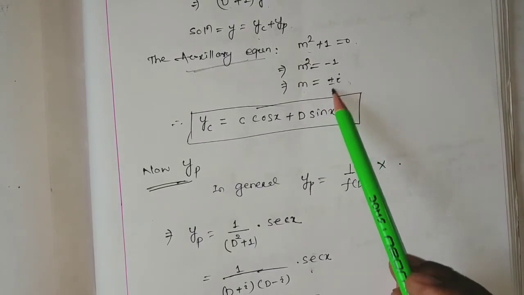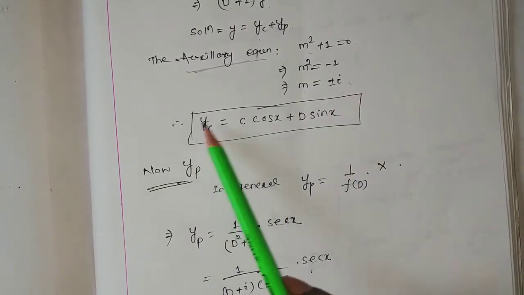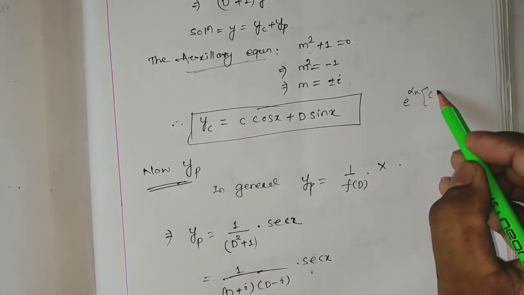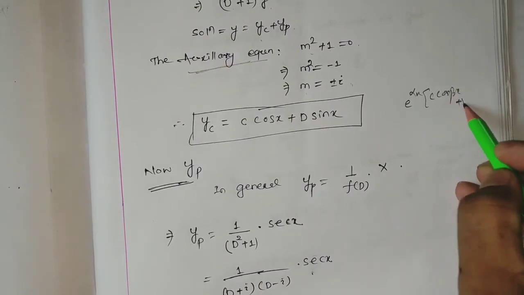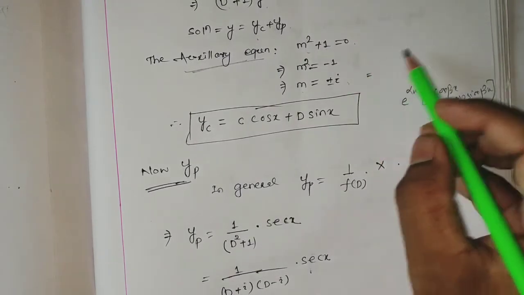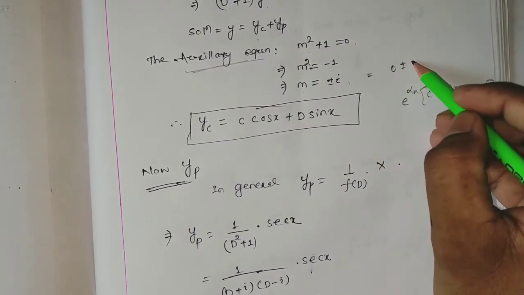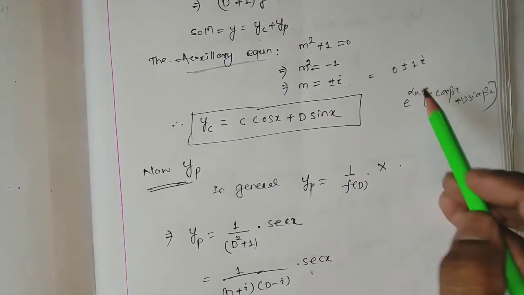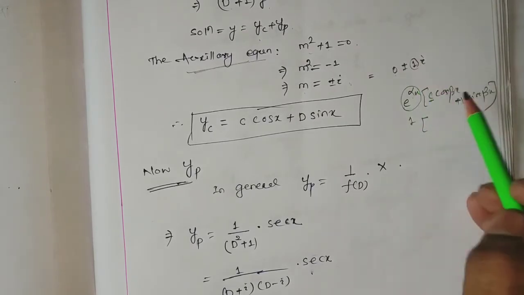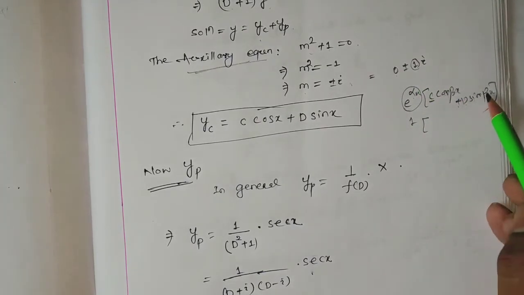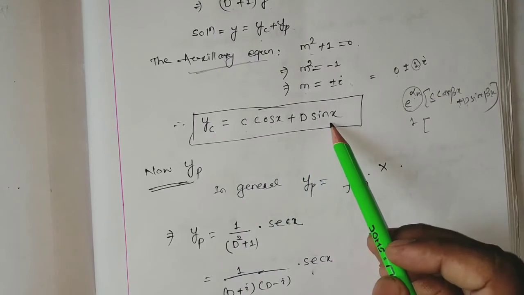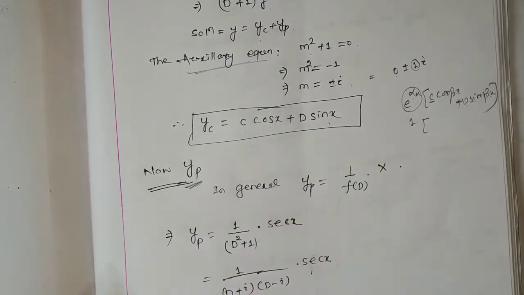If we find two imaginary roots, then the complementary function will be in the form e to the power alpha x into (c cos beta x plus d sin beta x), that we know. Here the roots are 0 plus or minus 1 into i, so alpha is 0, so e to the power alpha x will be 1, and beta is 1. So c cos x plus d sin x. So the complementary function we found is c cos x plus d sin x. Now we are going to go for the yp.